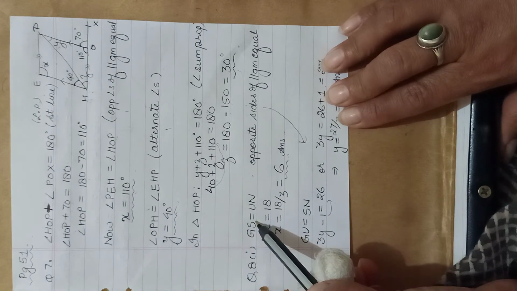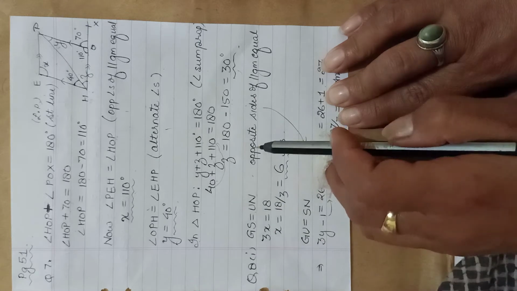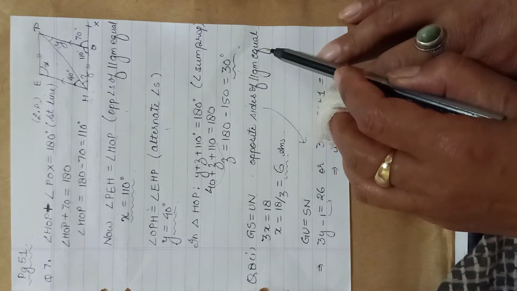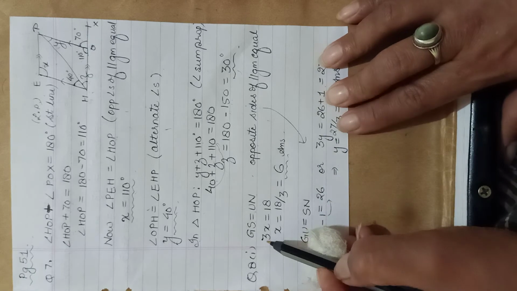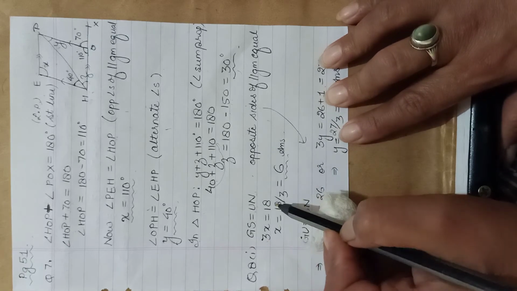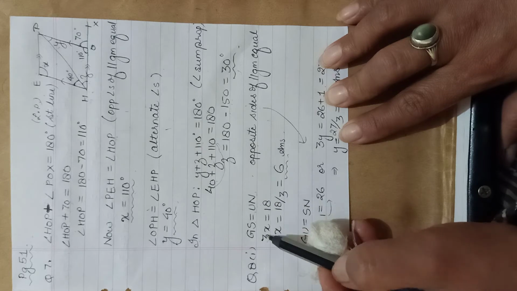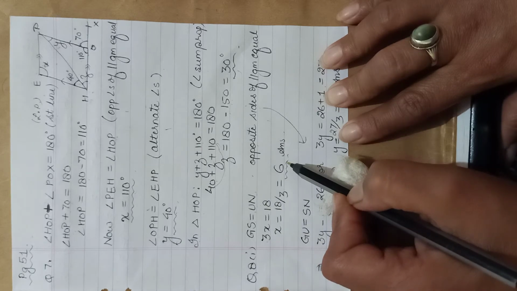You'll write GS is equal to UN, because these are opposite sides of a parallelogram. Opposite sides of a parallelogram are equal. So GS was given to you as 3x. UN is given as 18. So from here, x is 18 upon 3, 6.